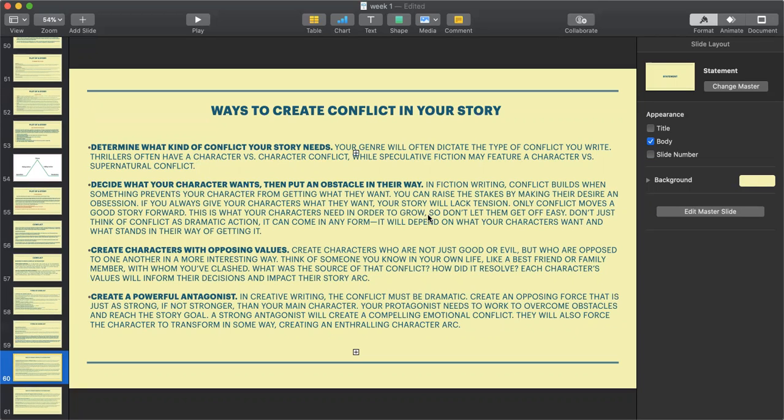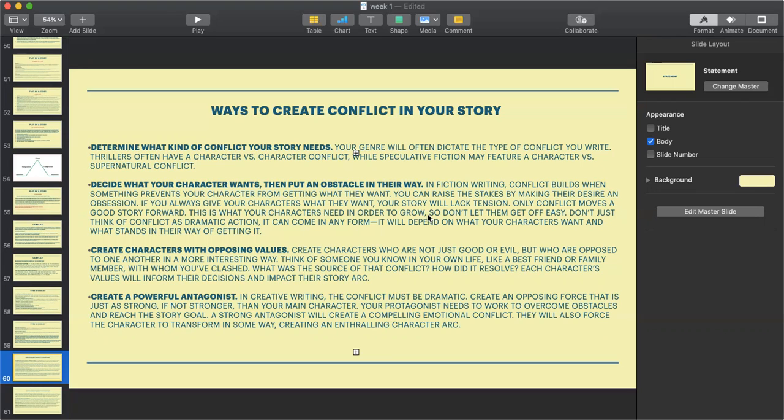If you're writing a thriller, for example, it often has a character versus character conflict, right? A ghost story will always have a character versus supernatural conflict. Okay, an emotional story. You are writing a love story, for example. A love story will have a person versus self conflict. So, whatever type of story you are writing, your conflict will be based on that.